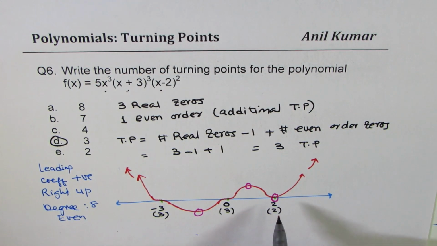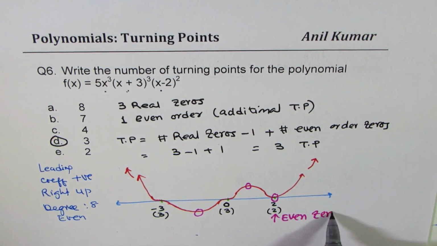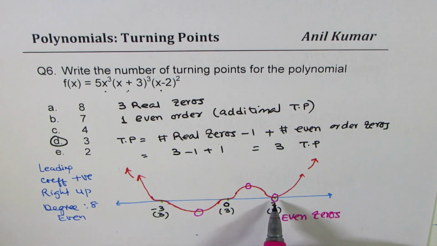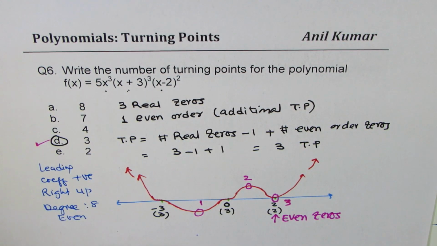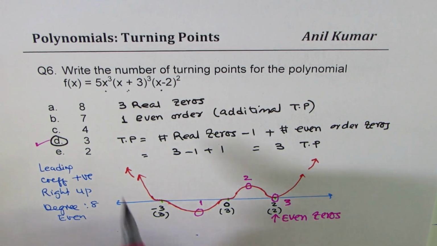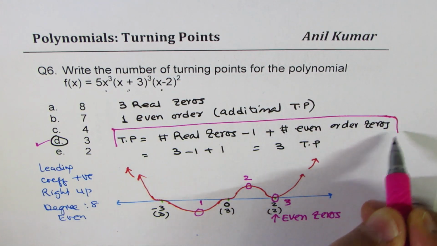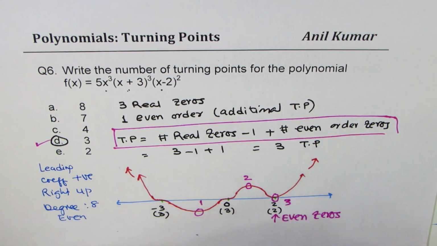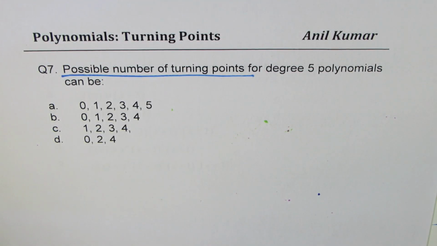Do you see that? And that's the even zero, which gives you additional turning points. So 1, 2, and 3. So 3 is the correct answer. So I hope this concept is absolutely clear. That's the key. And I hope this formula is taken note of. So I'd like you to copy this formula also as you move along this set of solutions. I hope you are enjoying this journey of learning with us.